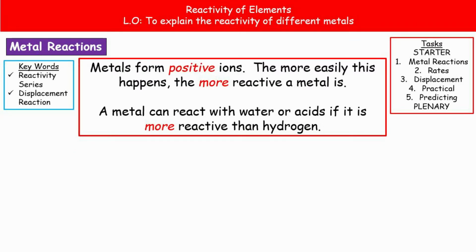Let's mark these then. Obviously, tick it if you get it right. If you got it wrong, write the correct answer in. So metals form positive ions. The more easily this happens, the more reactive a metal is. And a metal can react with water or acids if it is more reactive than hydrogen. So give yourself a score out of 3.